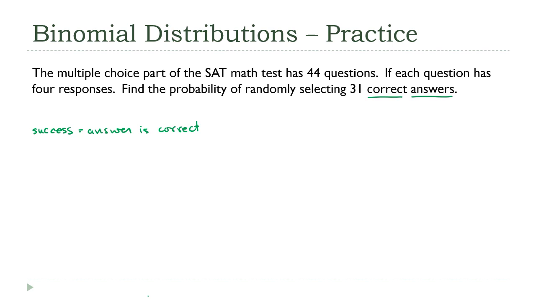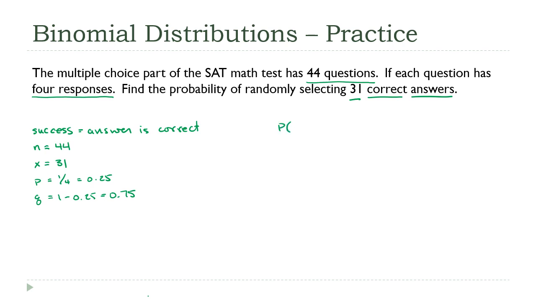So let's see. N is the number of trials. That's going to be how many questions you answer. There's 44 of them. X is the number of successes. That's the number of correct answers. That's 31. P is the probability of getting a correct answer. Well, there's 4 responses. One of them is right. So the probability of success is 1/4, or 0.25. And Q, the probability of failure, is 1 minus 0.25. That's 0.75.